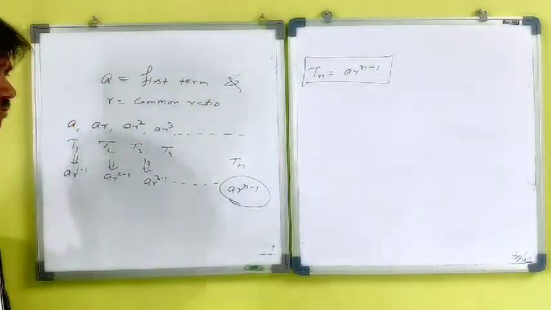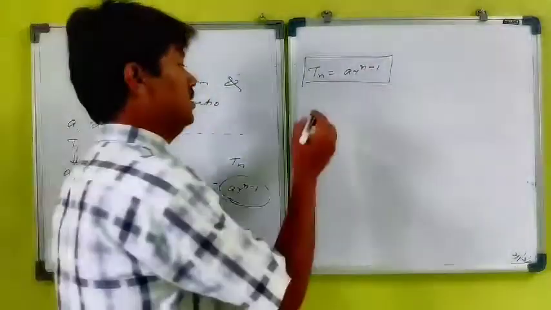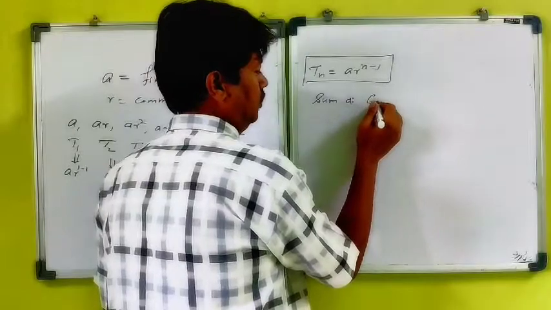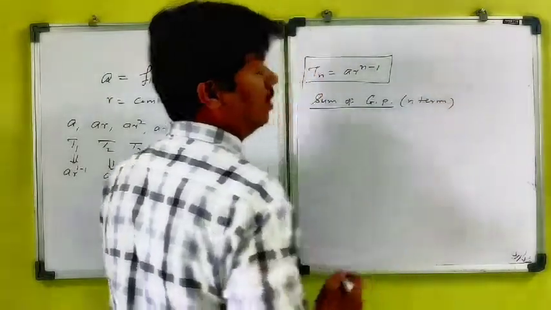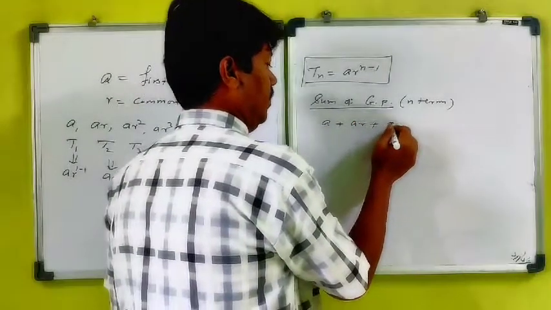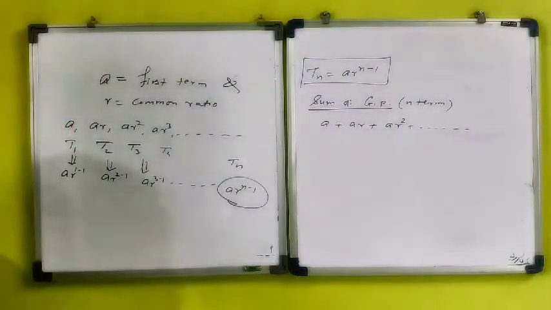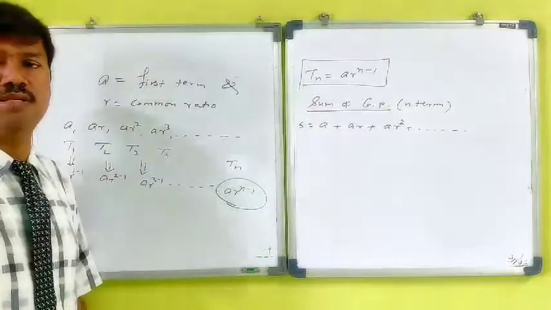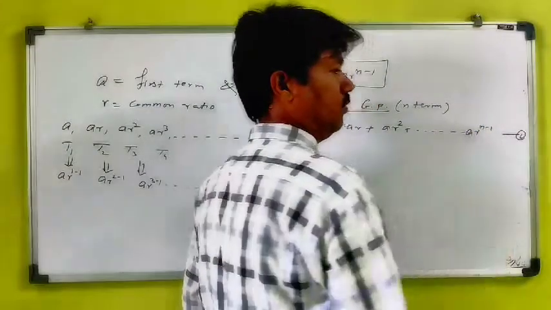Similarly, the Sn formula, the sum of n terms of a geometric progression. Consider S equal to A plus AR plus AR square, like this, up to A R raised to n minus 1. So this is the first equation.